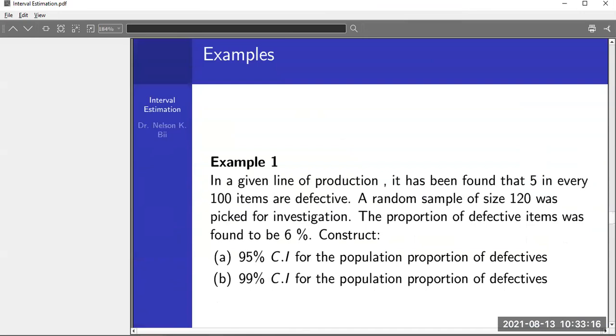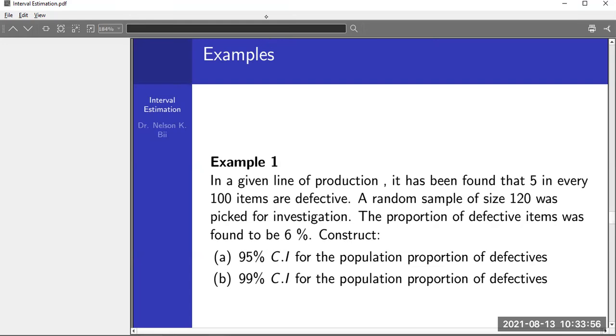Let's take a look at example number 1. In a given line of production, it's been found that 5 in every 100 items are defective. A random sample of size 120 was picked for investigation. The proportion of defective items was found to be 6%. Construct the 95% confidence interval for the population proportion of defectives. B, construct the 99% confidence interval for the population proportion of defective items.